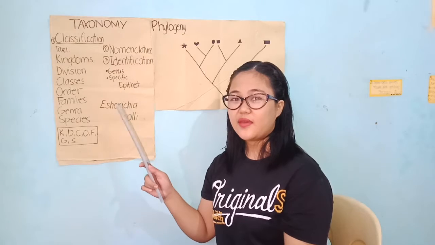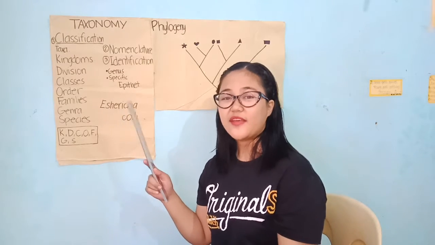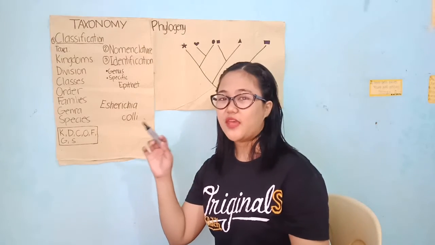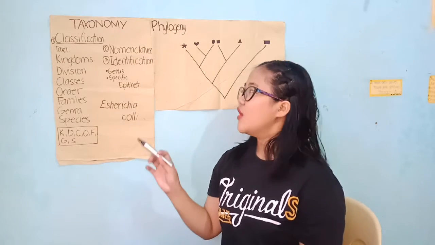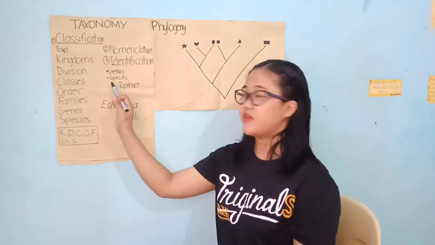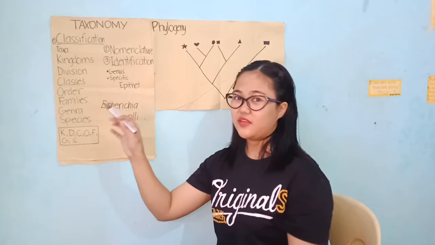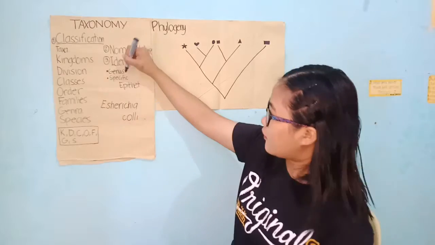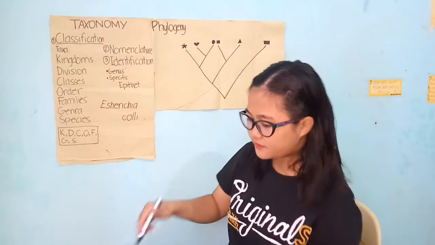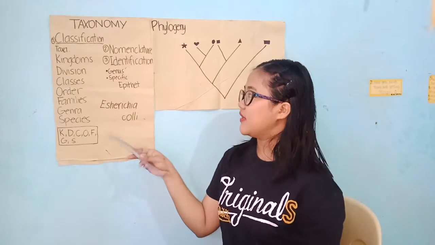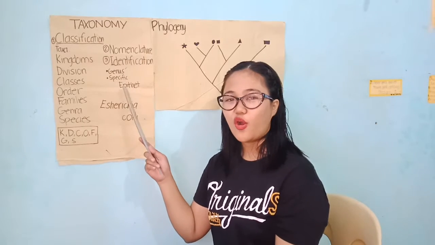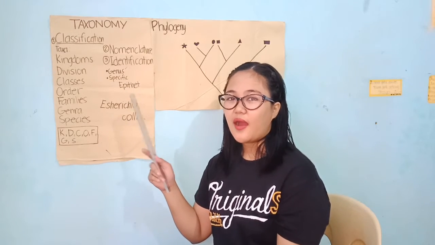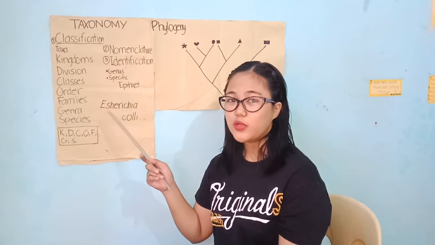And an organism is given two names. For example, Homo sapiens for humans. So we have the genus and the specific epithet in the binomial system. The genus is the group in which one or more animals or plants are related to each other.